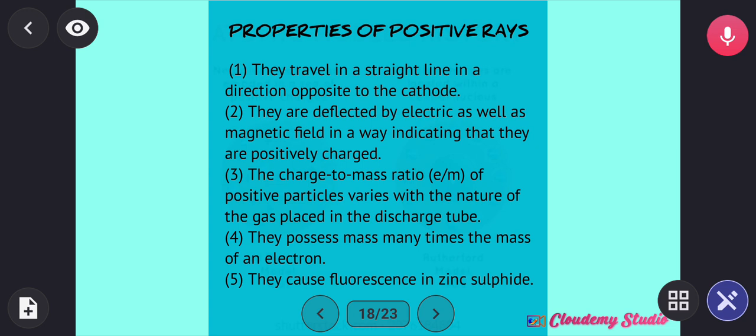So they are larger than the electron and they are heavier than the electron, which means the electron is not heavy at all. That is why, because the proton is present in the nucleus, the mass of the atom is concentrated at the center of the nucleus. That is the reason why.